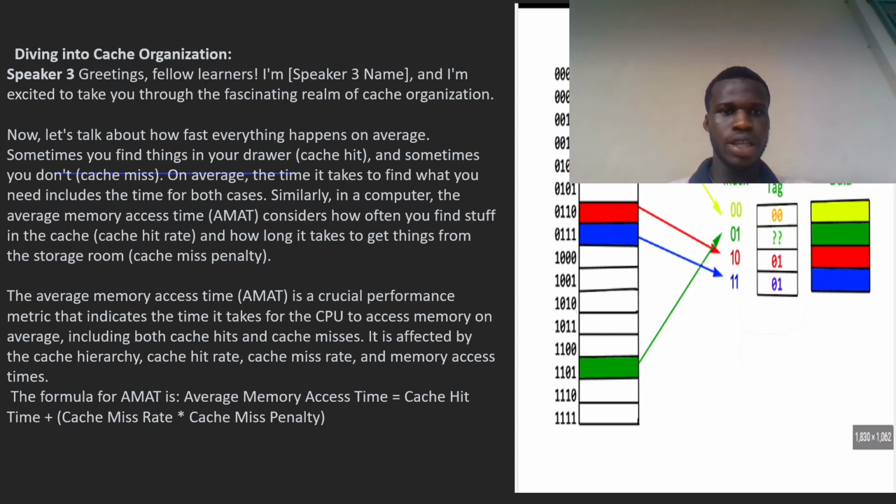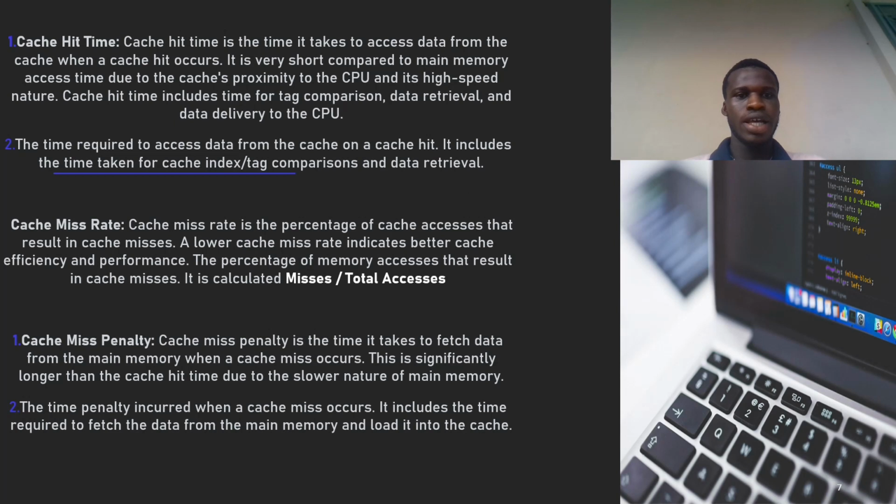To continue with, cache hit time. Cache hit time is the time it takes to access data from the cache when a cache hit occurs. It is very short compared to main memory access time due to cache proximity to the CPU and its high-speed nature. Cache hit time includes time for tag comparison, data retrieval, and data delivery to the CPU. That is the time it takes data to be moved from the cache to the CPU.